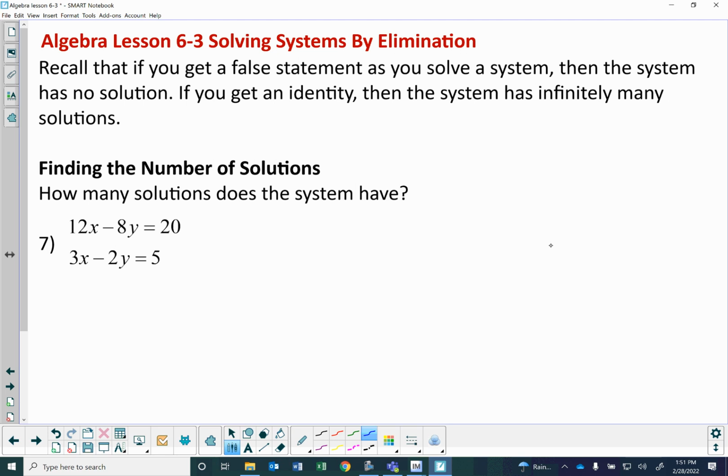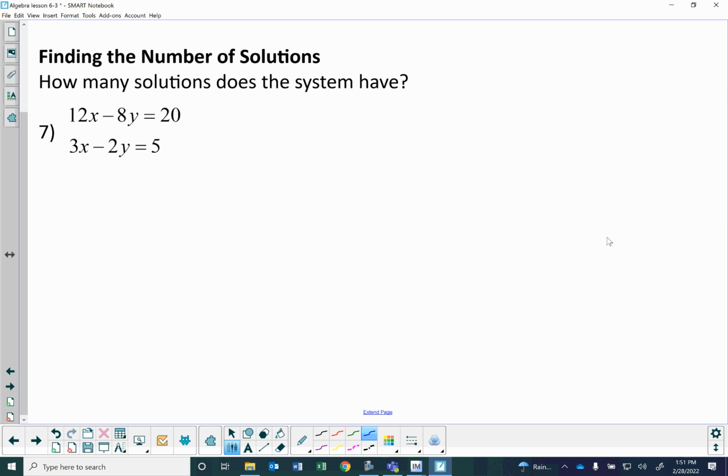And if you get an identity, then the system has infinitely many solutions. The same thing can happen when solving a system of equations using elimination. So we're going to take a look at a system and try to figure out how many solutions it has. In problem number 7 here, the first equation is 12x minus 8y equals 20, and the second equation is 3x minus 2y equals 5.